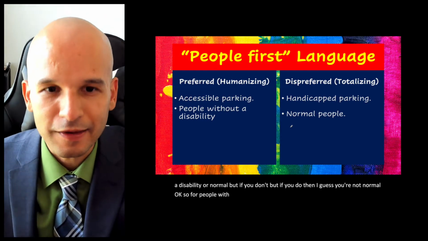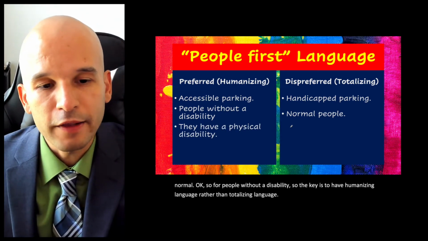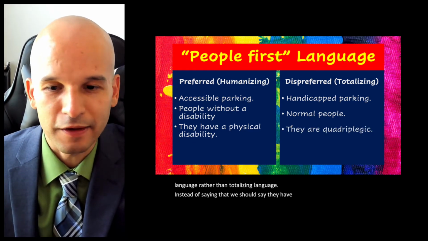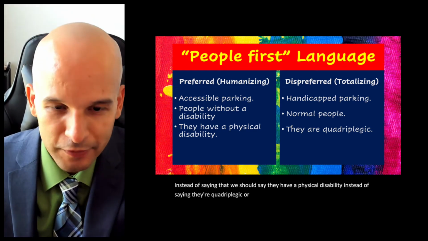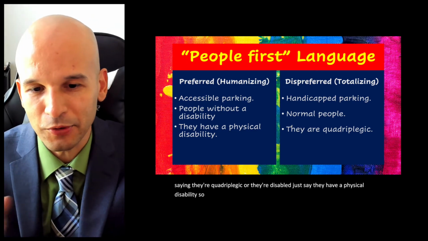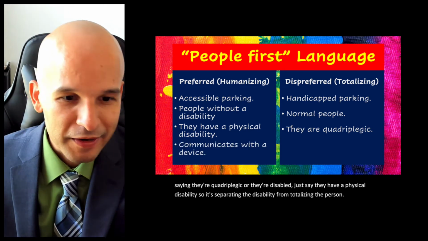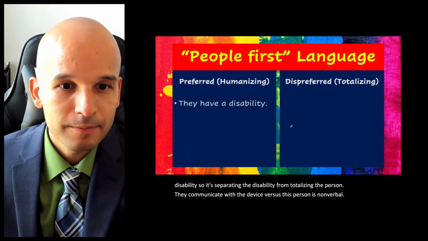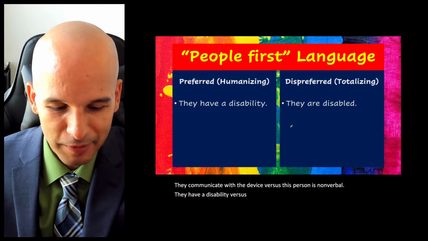So the key is to have humanizing language rather than totalizing language. Instead of saying they are quadriplegic or they are disabled, we should say they have a physical disability. So it's separating the disability from totalizing the person. They communicate with a device versus this person's nonverbal. Or they have a disability versus they are disabled. Sorry, I got a little ahead of myself there.